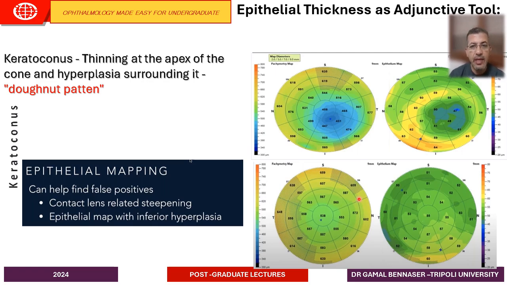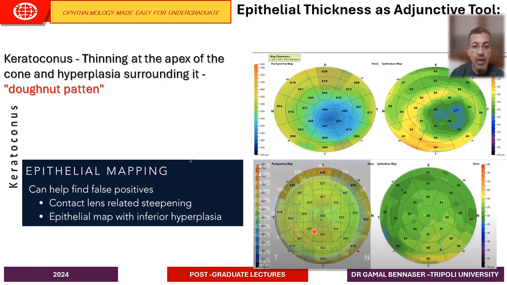Another advantage of the epithelial mapping is to differentiate false ectasia from true ectasia. The false ectasia is typically seen in corneal warpage syndrome. For example, you can see this patient with pachymetry, and this is the epithelial mapping, and you can see clearly that the epithelium is uniformly distributed. However, in the inferior part, there are hot colors which indicate thickening.